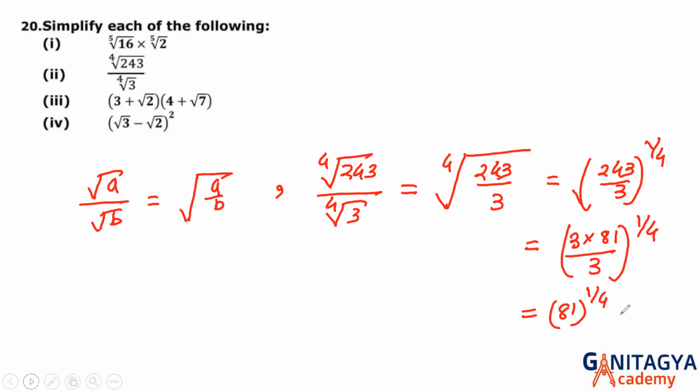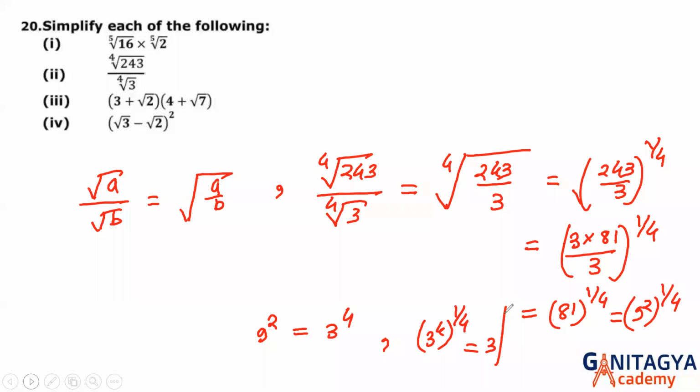So 3 by 3 cancels, it will be 81^(1/4). Again you can write (9²)^(1/4). So 9² is nothing but 3^4. So you can write (3^4)^(1/4). So the answer will be 3. So the second answer is 3. The first answer is 2. Both done.